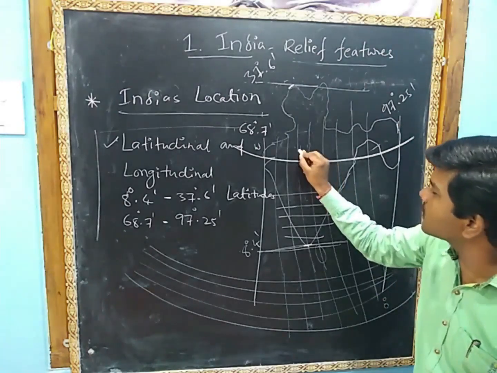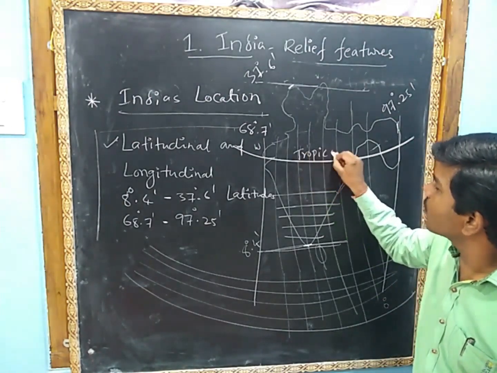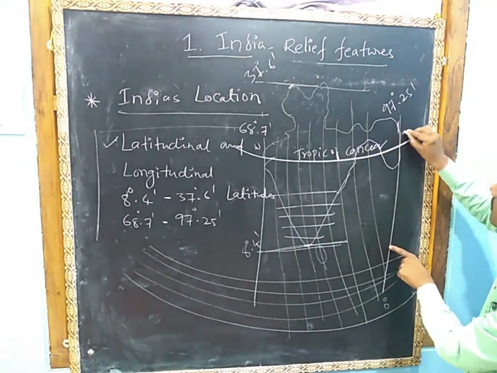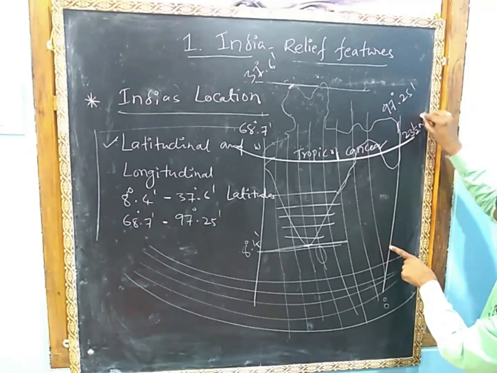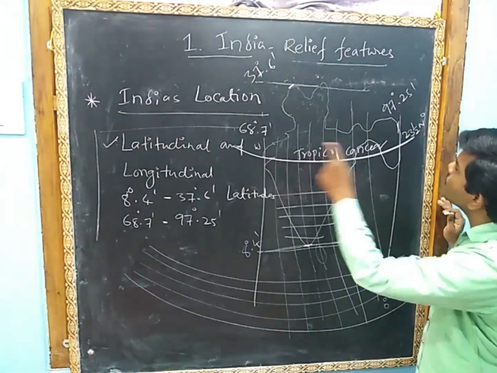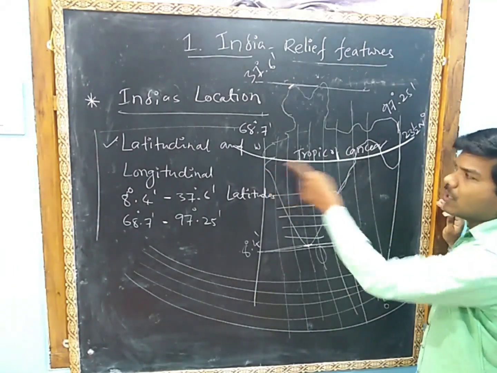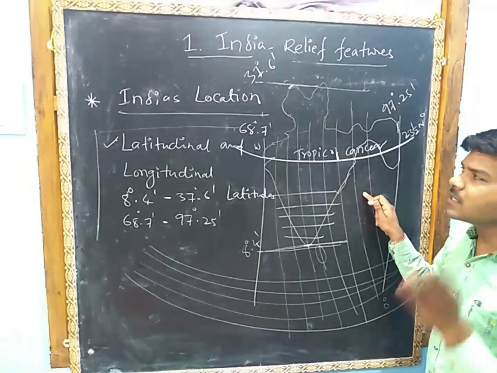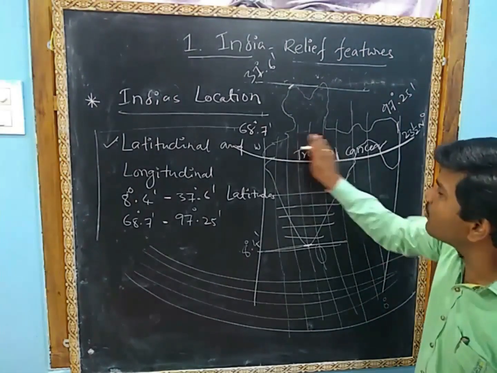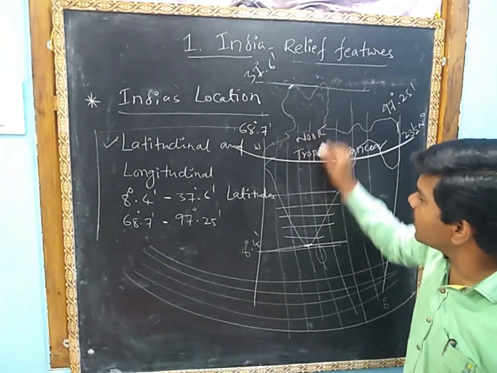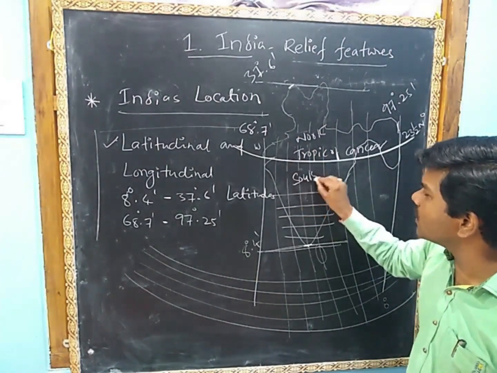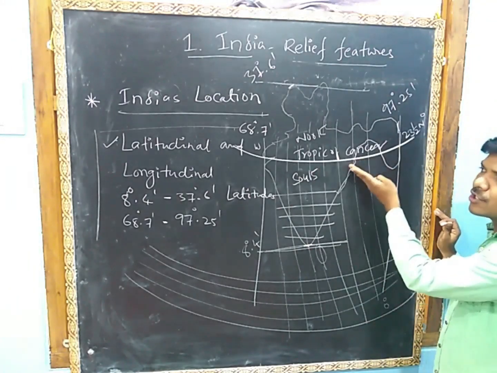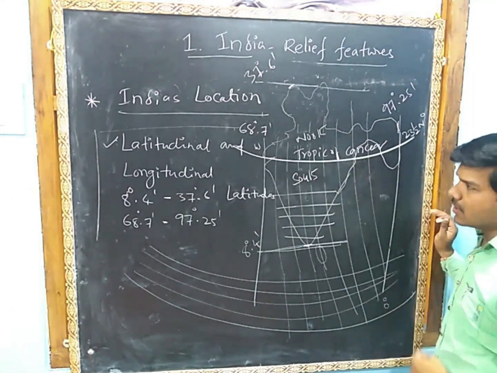So this is called the Tropic of Cancer. I repeat, this is the Tropic of Cancer, also called the 23½ North Circle or 23½ Northern Latitude. This Tropic of Cancer divides India into two halves: one is north, and this is south. So this is about the Tropic of Cancer, the 23½ Northern Latitude.